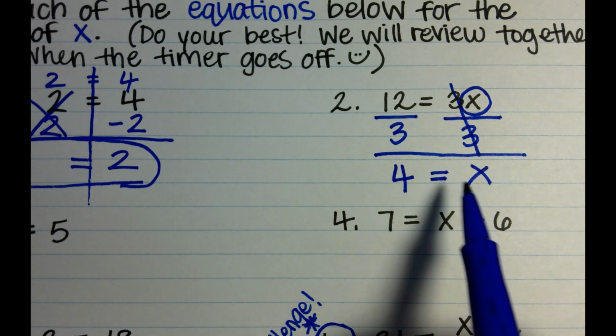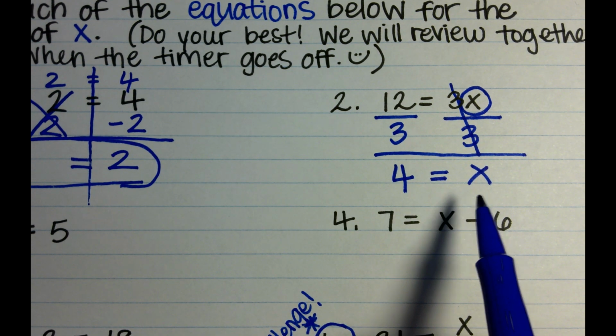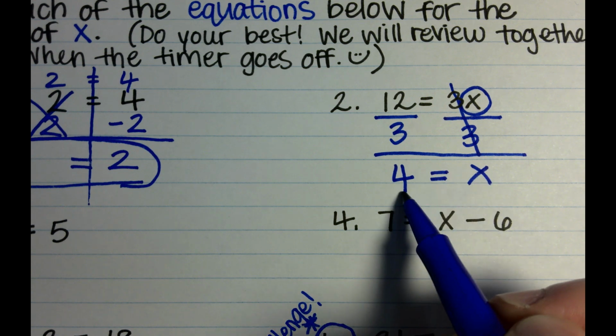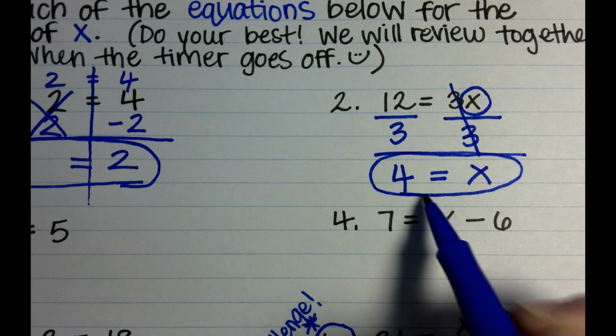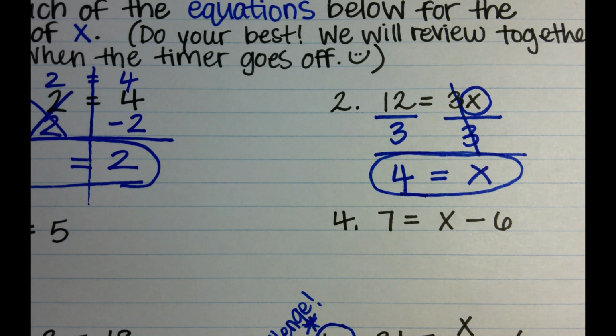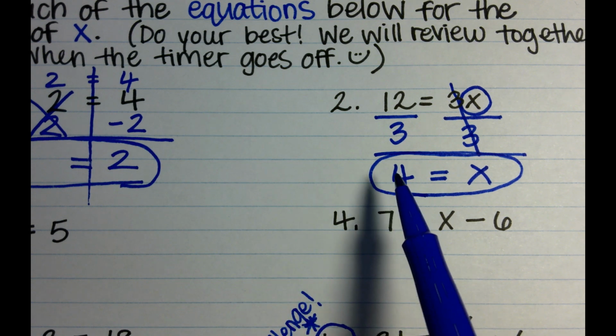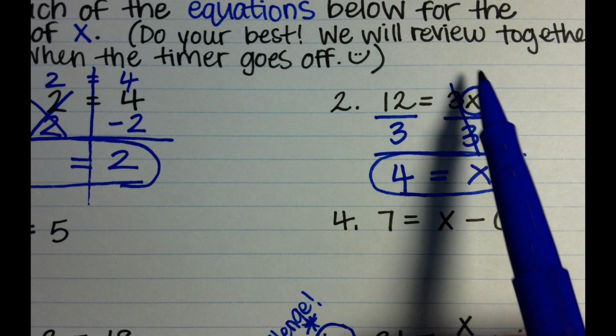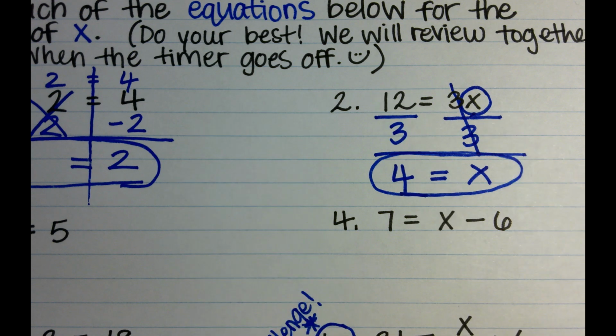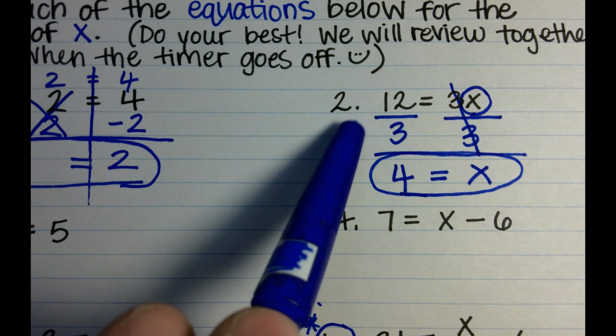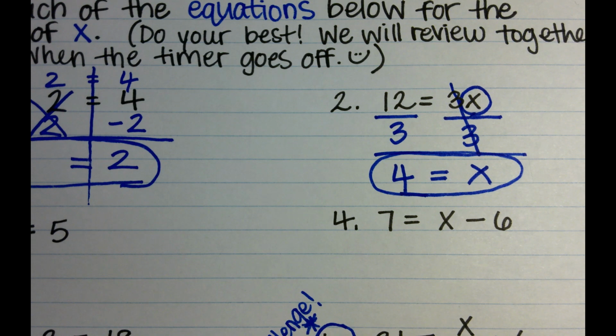If you just write 4 and then a space and x, that's not correct. You need your equal sign. So circle your answer. That is it. X is 4. And we know that it's correct because 3 times 4 is 12. Any questions about number 2? Everybody feel good about it?